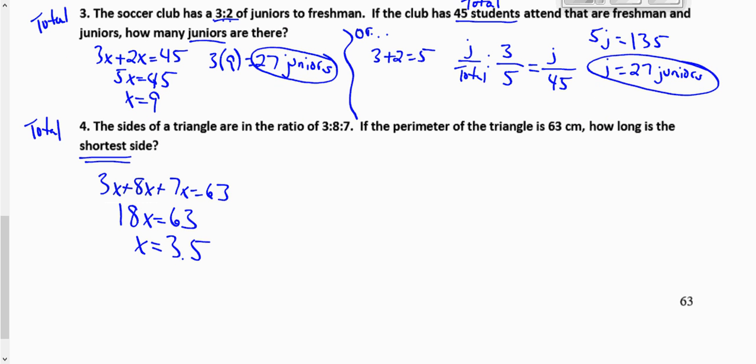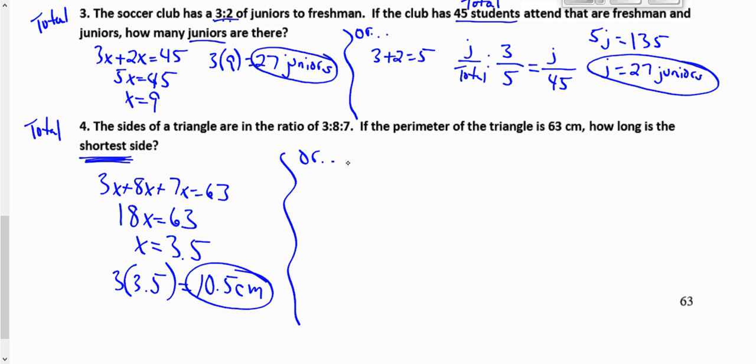Not done. That's just the multiple. Which one do they want? The shortest side. Which one of these is the shortest? 3, right? So it'd be 3 times 3.5 is 10.5 centimeters. Who did it the other way? What'd you do? Give me what you had. I had 3/18. Well, so let me do the short over total. How about that? Or perimeter, right?